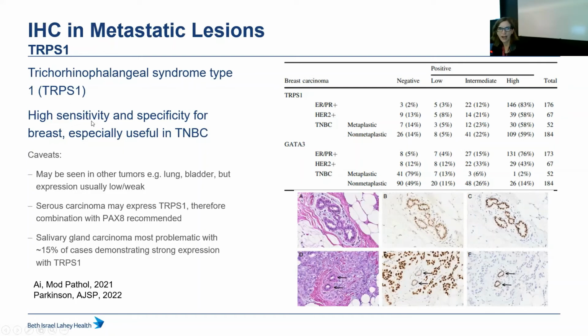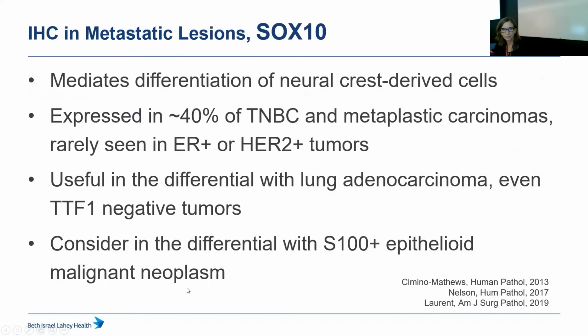Like Eddie, I don't really have any experience with TRPS1, but this is a newer marker that's reported to have high sensitivity and specificity for breast cancer, especially in triple negative breast cancers, where high expression was seen in almost 60% of triple negative breast cancers, which is better than for GATA3. Again, we're seeing some staining in other carcinomas, but combinations are reported to be more helpful.